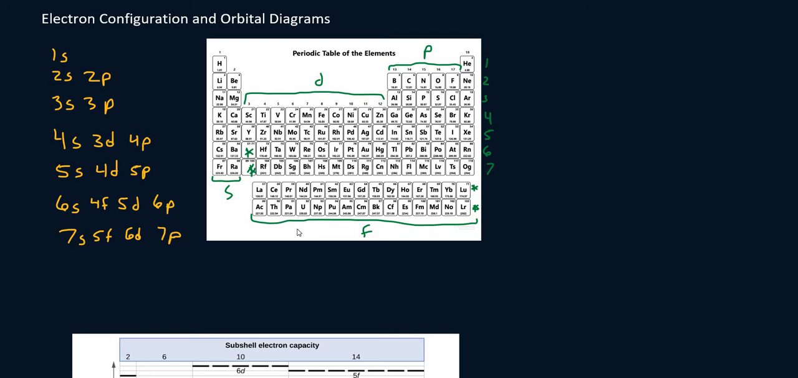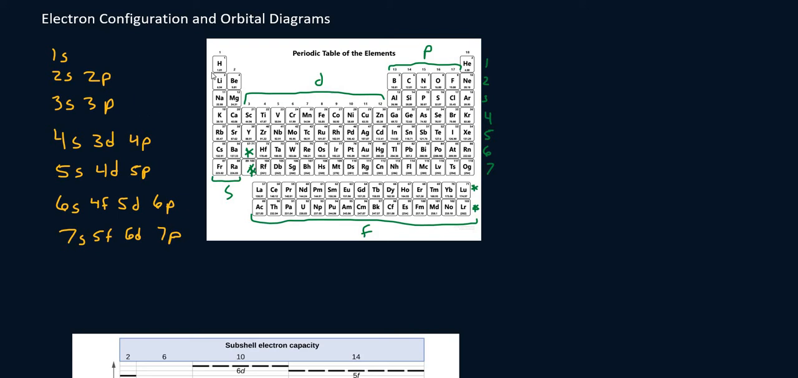So electron configuration is a much simpler way to think about quantum placement of electrons without having to write out a million quantum numbers. We can achieve the same outcome with a lot easier means. So basically, electron configuration is going to place electrons based on your subshells. So S, P, D, and F.